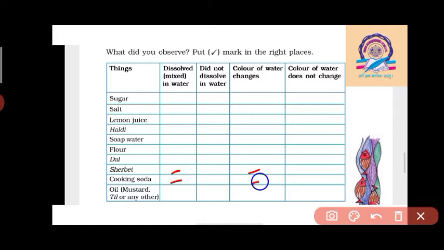What about mustard oil or til oil or whatever cooking oil is there? It will not dissolve in water. If you add oil in this kind of water, let us say this is water, then the oil will be here. It will not mix in water. It will form a completely separate layer, just like this layer. Here will be oil, here will be water, so they will not mix. Do you think it changes the color of water? No, it will not change the color of water. So this is what your observation should be. You can try this at your home also.